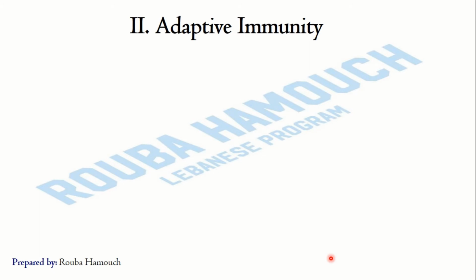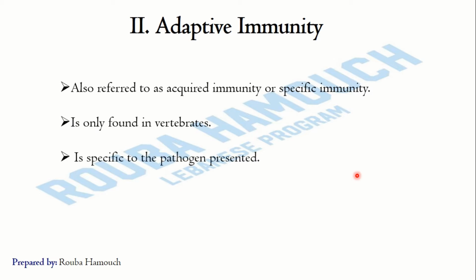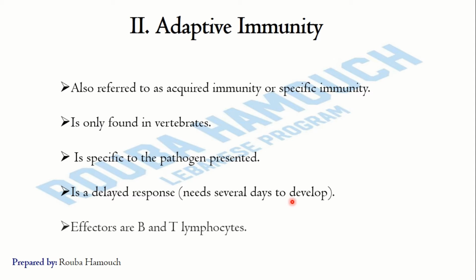In our session, we will talk about the induction of the adaptive or the specific immunity. This immunity is referred to as acquired immunity or specific immunity. It is only found in vertebrates. It is specific to the pathogen presented. It is a delayed response since it needs several days to develop, and the effectors of this response are B and T lymphocytes.